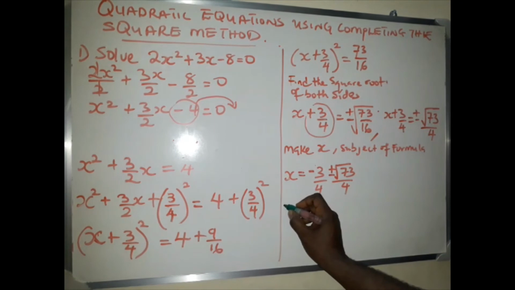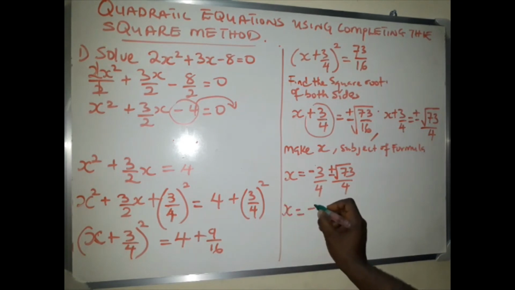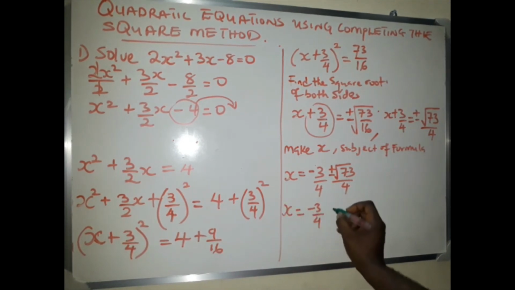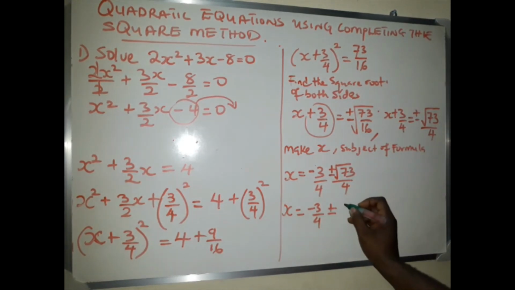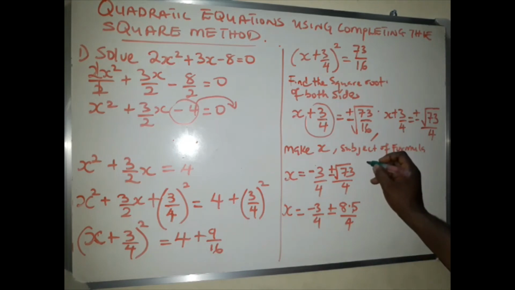We now say, okay, x will now be equals to minus 3 over 4 plus minus, what is the square root of 73? You can use your calculator to get that. The closest answer you can get is 8.5. The square root of 73 is about 8.5 all over 4. So now we're going to derive our two answers for x.